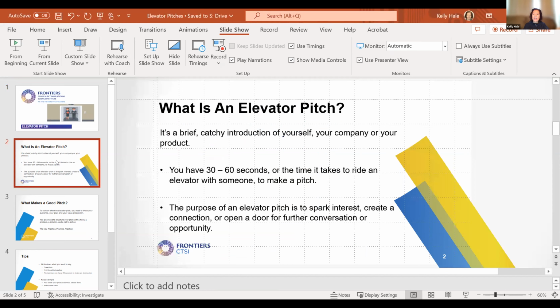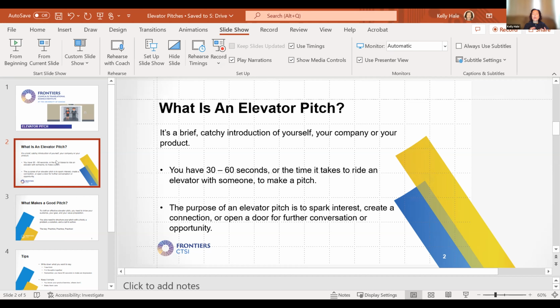So what is an elevator pitch? It's brief and catchy, and it's an introduction to you. Think about, you have about 30 to 60 seconds to make an impression on someone, which is essentially the time that you're riding an elevator.